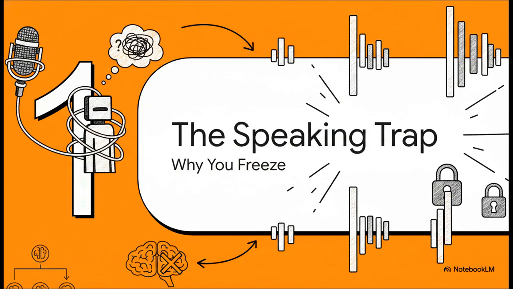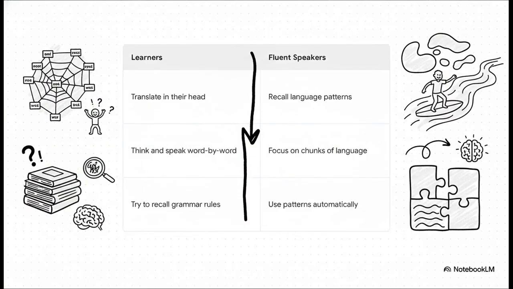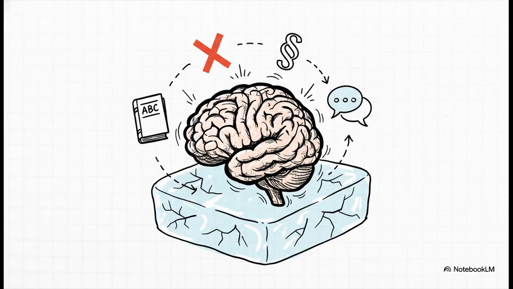Let's look at what's really causing that frustration and figure out exactly why it happens. This right here really gets to the heart of it. A lot of us, when we're learning, we get stuck translating word by word. We're trying to build a sentence from scratch, digging for grammar rules. But fluent speakers, they just don't do that. They're not building, they're recalling, pulling up whole chunks of language that they already know work. And that's the whole problem.